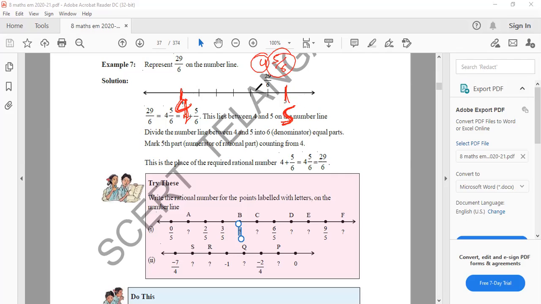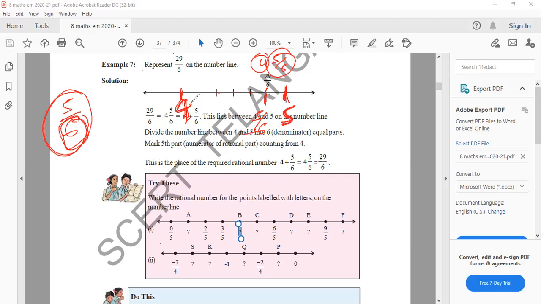How many parts do you have to make? 5 by 6 means you have to take 6 parts. 1, 2, 3, 4, 5, 6 parts you can do. After the 6 parts, 5 by 6 means the 5th position, right? This is the position of 5 by 6.